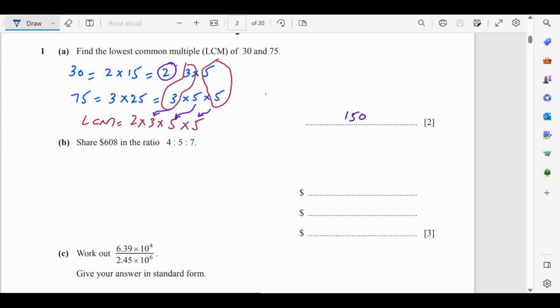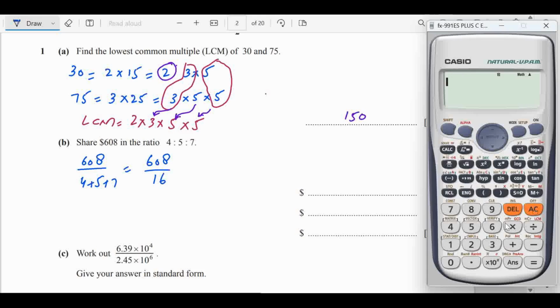Let's move to part B. Share $608 in the ratio 4:5:7. First of all, let's find the value of one share. So 608 divided by 4 plus 5 plus 7. 4 plus 5 is 9, plus 7 is 16, so 608 divided by 16 equals 38.